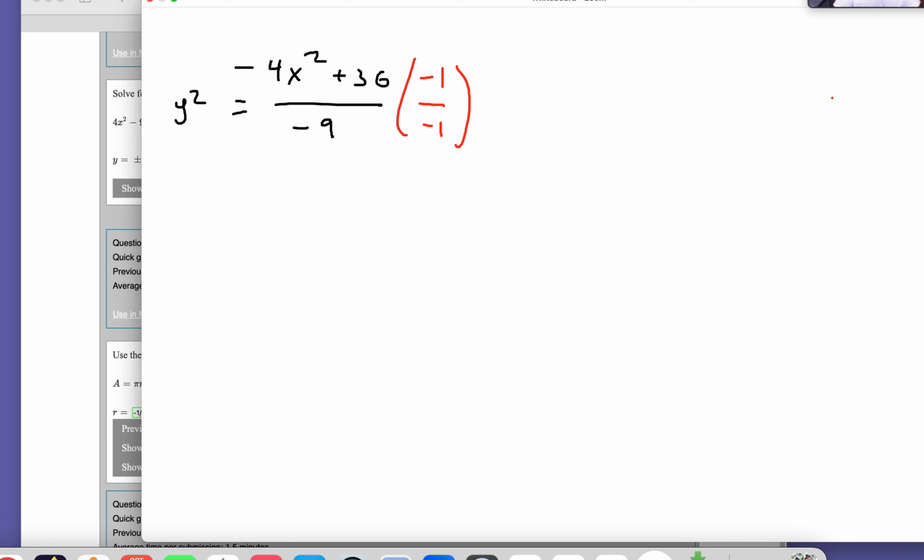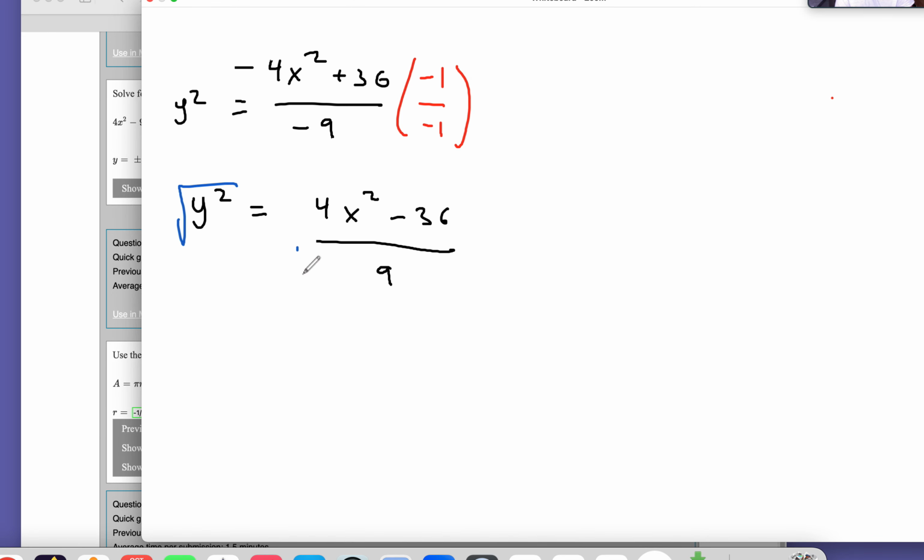But since we have all those negatives and they are just not looking very friendly to work with, I'm going to multiply by -1 over -1, which is just 1. But what it does is it cleans up those signs. So negative times that makes that positive, and I get a -36, and then over +9. And that just looks a lot easier to work with.